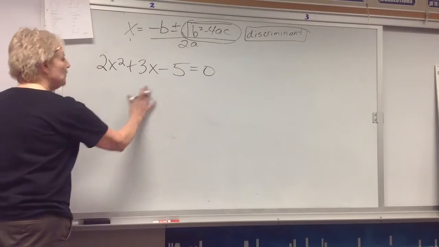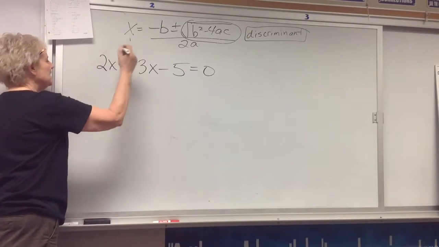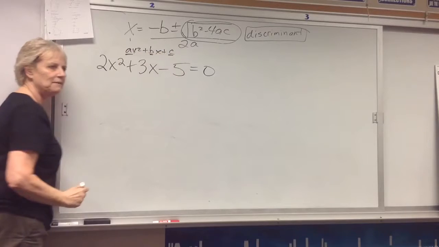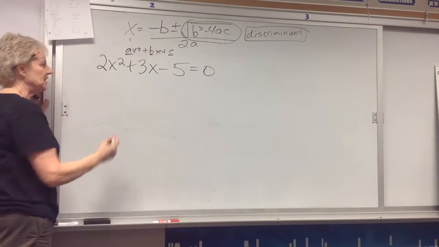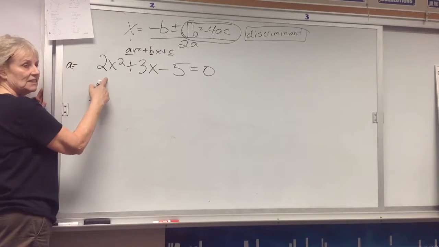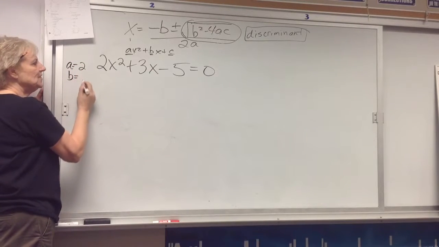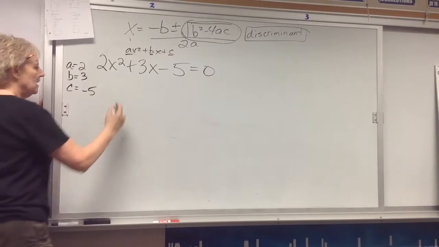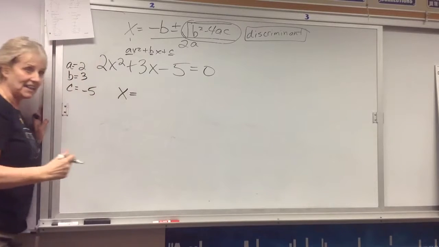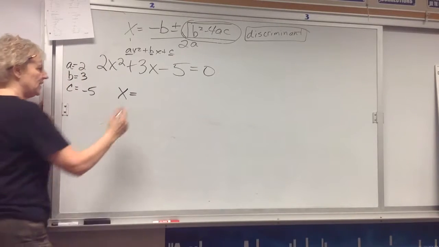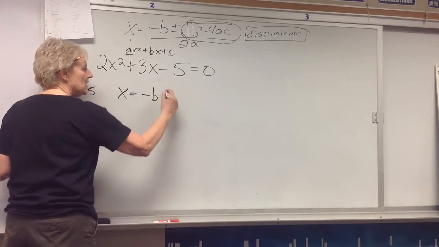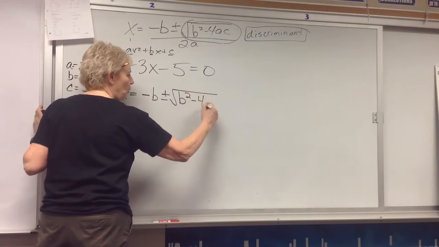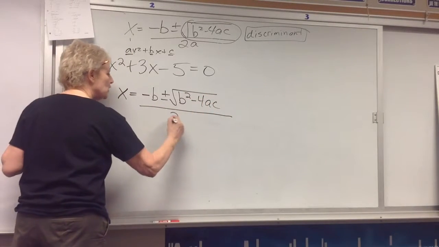All right. So the first thing you should do is, now the standard form is ax squared plus bx plus c. So identify your a, your b, and your c. So a is 2, b is 3, and c is -5. We're going to try to find x, where it crosses the x-axis. Okay? It's the opposite of b, plus or minus the square root of b squared minus 4ac all over 2a.